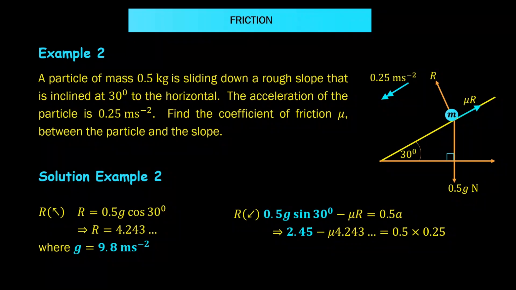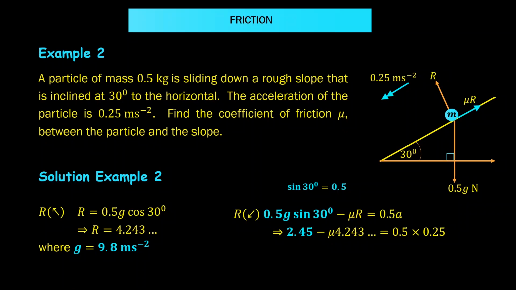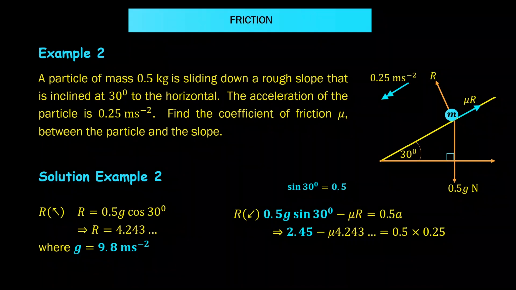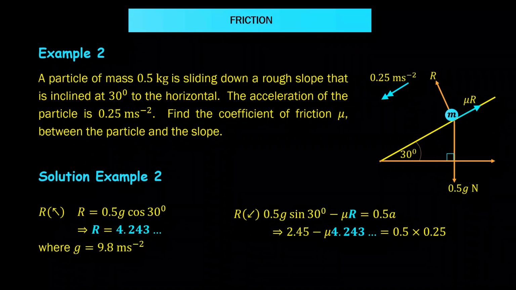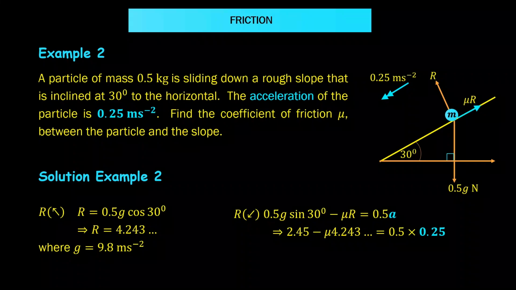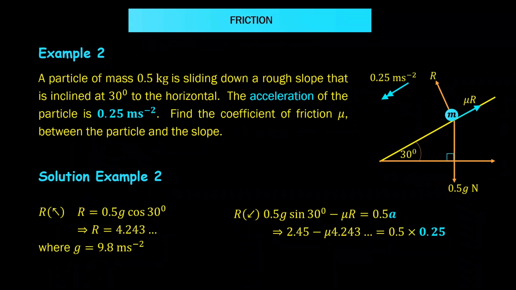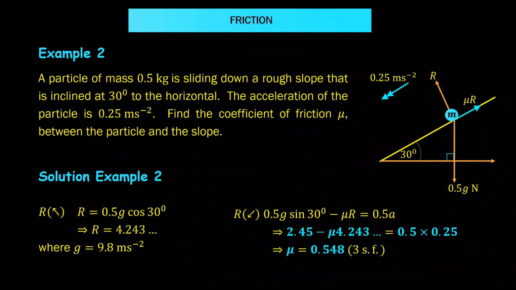So substituting in the various parts, g equals 9.8 is substituted here. Sine 30 is also substituted in. Sine 30 equals 0.5, giving us 2.45. The value of R has just been calculated, and we can plug that in. 0.5 goes here, and the value of the acceleration goes here. And we can now solve for mu. Rearranging this equation gives us that mu equals 0.548 to 3 significant figures.